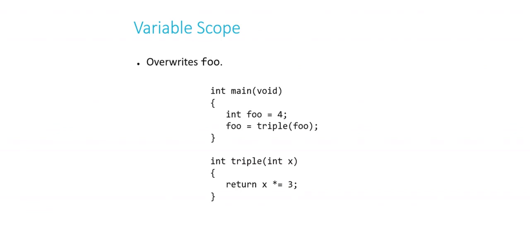So this actually would overwrite foo. This is the only way to do this with local variables. So now, if we added another line of code here at the end of main to print out the value of foo, it would in fact print out 12.